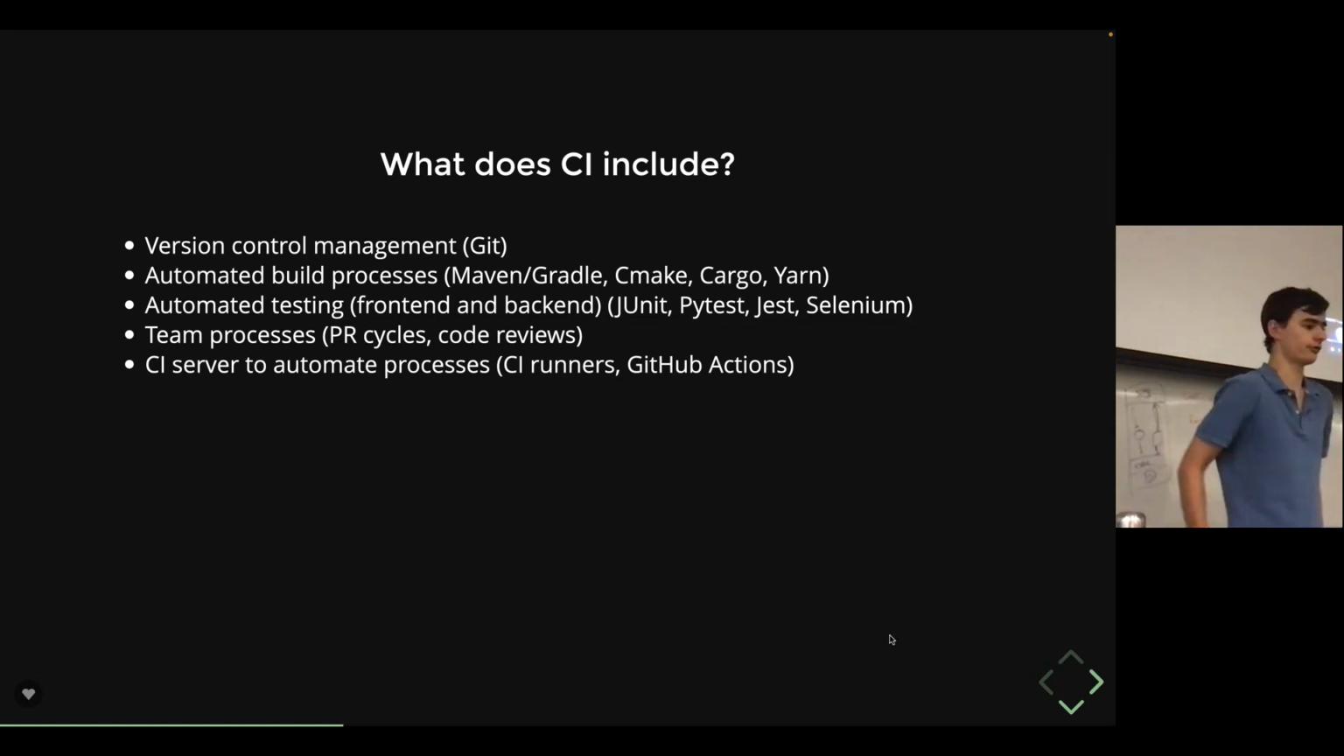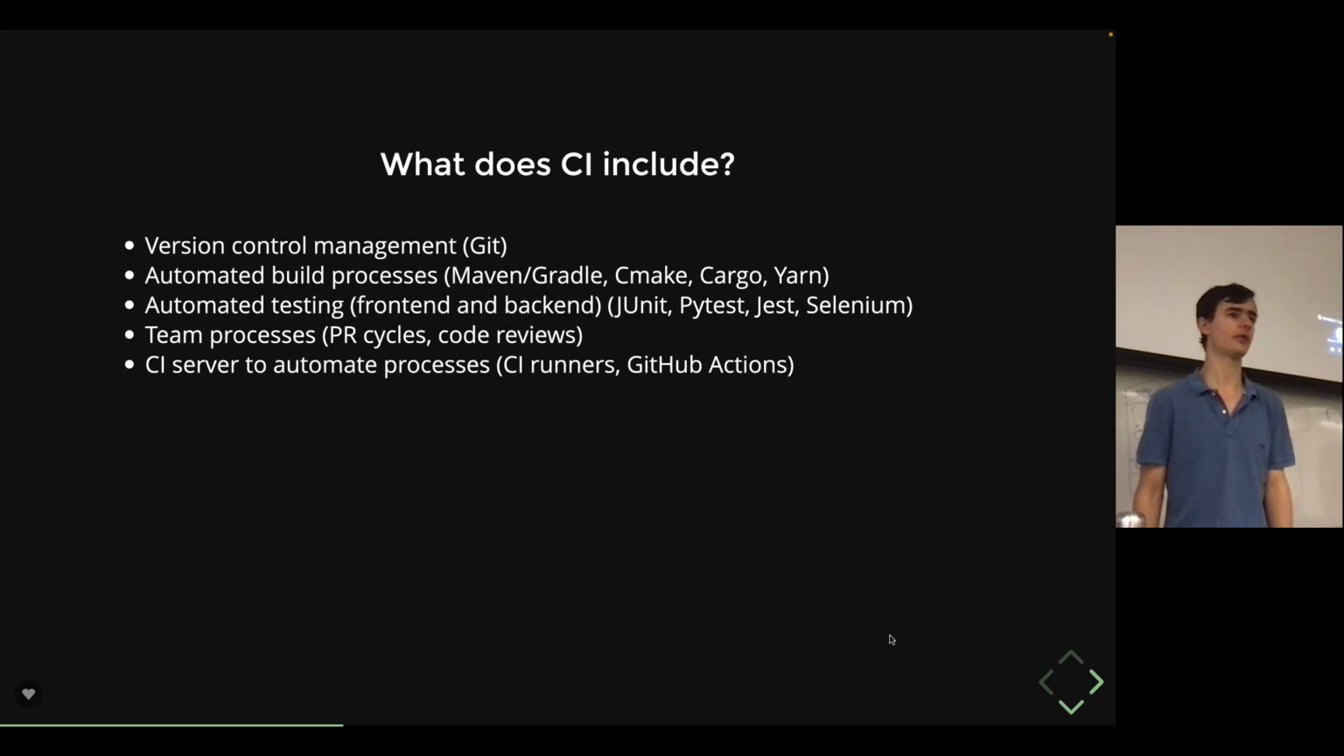And then things like team processes are also included in CI. That's like your code reviews. That's your PR cycles, and keeping PR cycles nice and short so that you have small PRs that get checked in regularly, as opposed to what I've seen heaps of, which is massive 30 file change PRs that get merged in, and lo and behold, they break stuff.